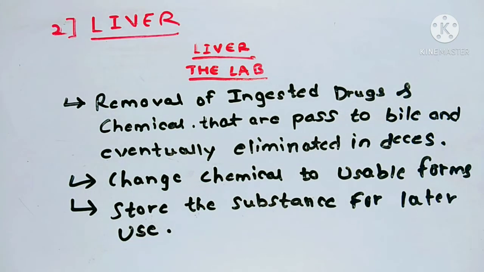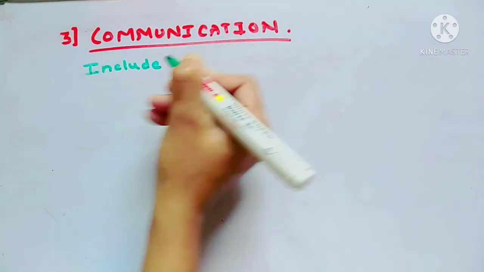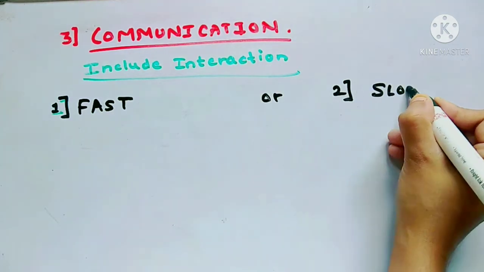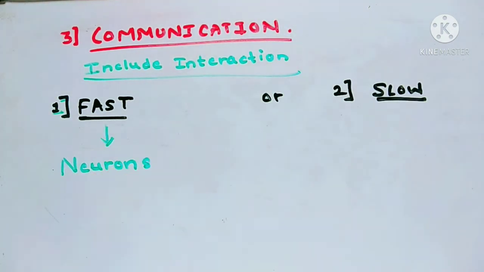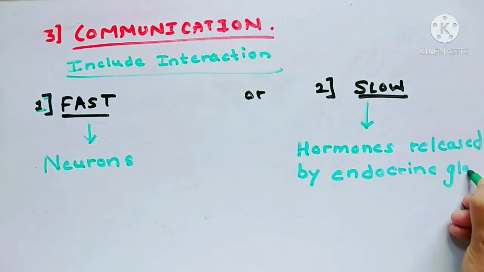Now let's move on to our third part, that is communication, where we talk about the interaction and regulation of body function. We have two types of communication. First is fast and second is slow. Fast communication is by neurons, and slow communication is by hormones released from the endocrine glands.